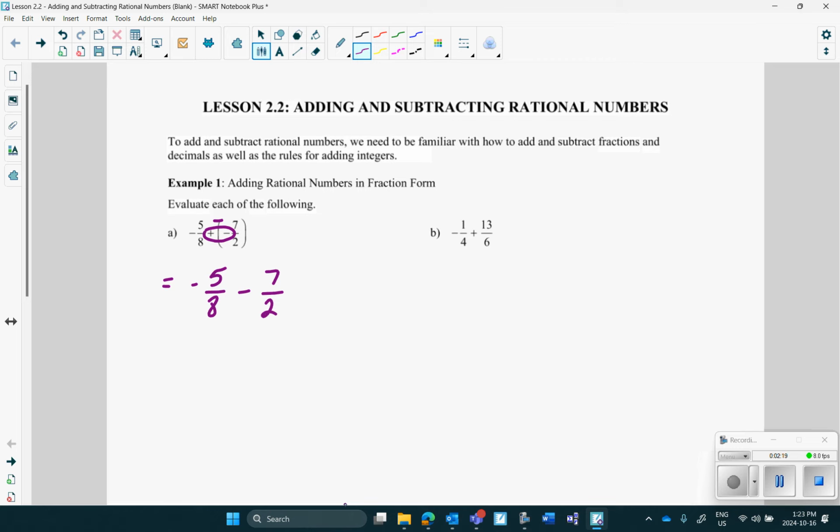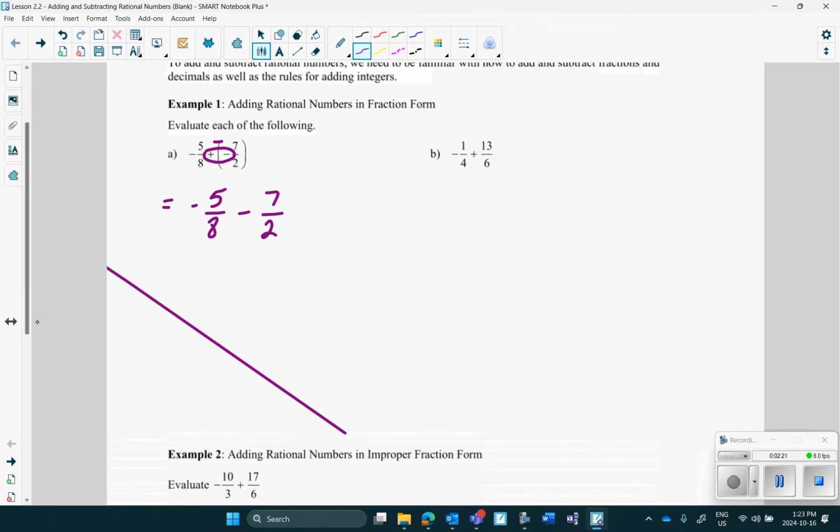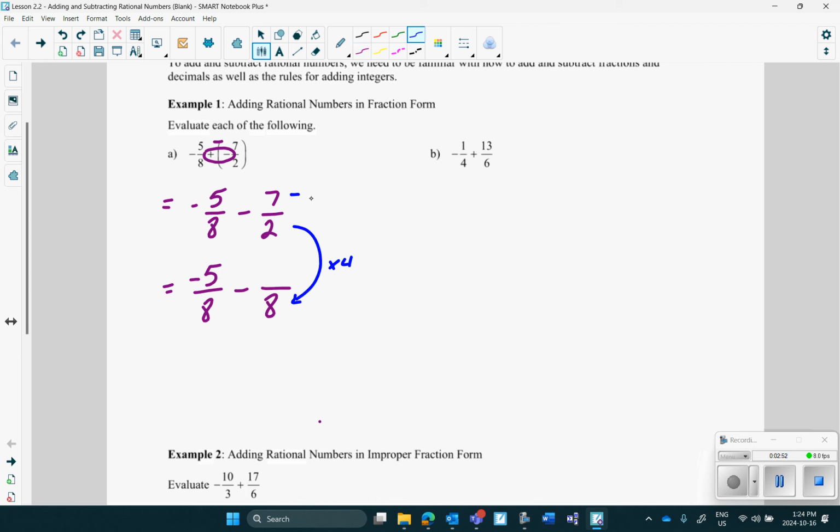Now I want to do my common denominators like I would do with any normal fraction addition subtraction question. So what's my common denominator? 8. So I don't have to change the first one. Remember, it's still, don't forget that negative. A lot of students, they forget to write the negatives. Minus, I have to change the second fraction. 7/2 becomes what over 8? Well, times 4. 7 times 4 gives me 28.